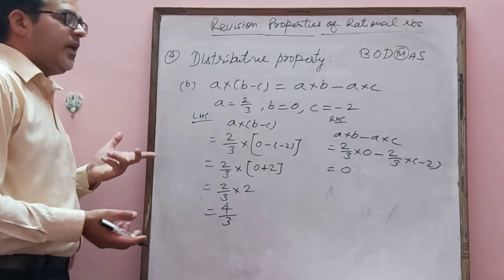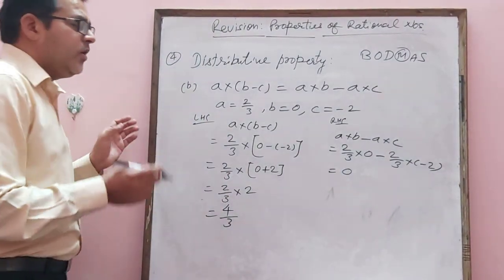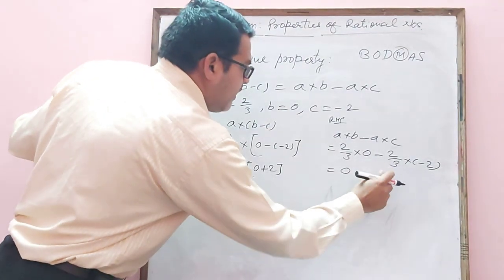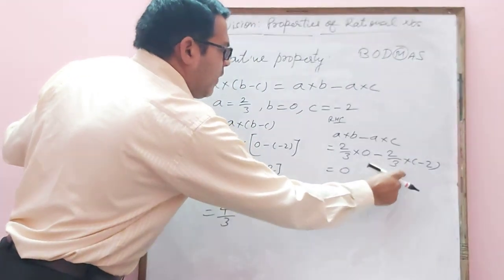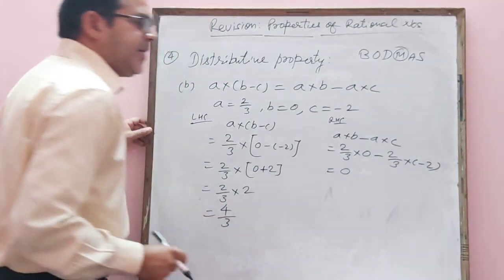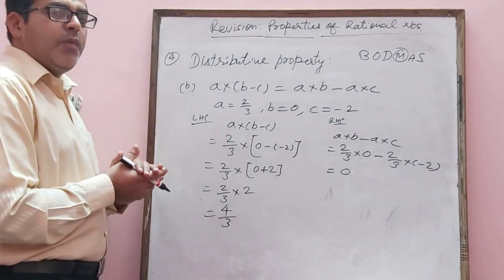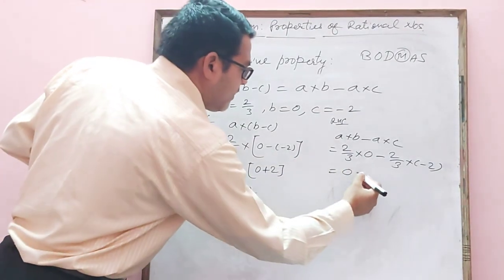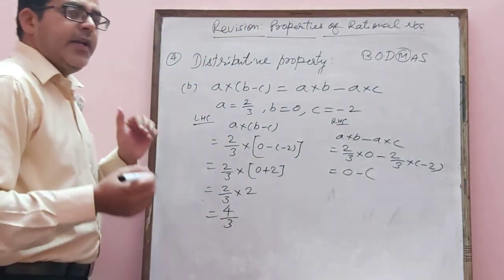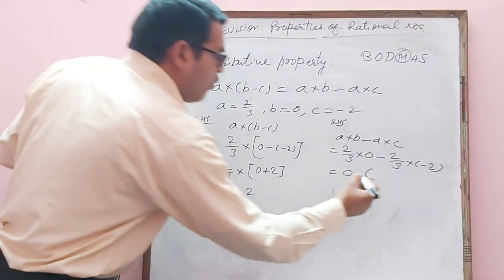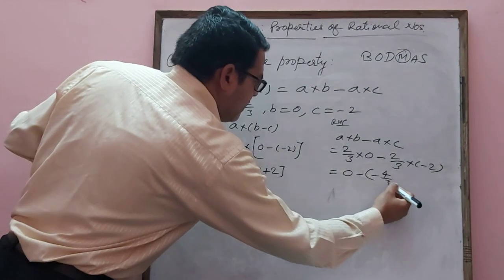We know very well that when we multiply any number by 0, we have 0 only. Then what will happen here when we multiply 2 by 3 with minus 2? Positive and negative numbers we are going to multiply, so we will get the product in negative. So we can write it as minus 4 by 3.